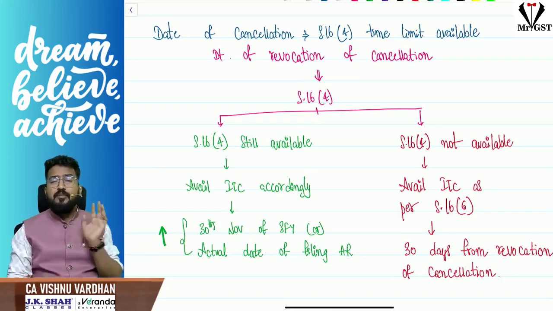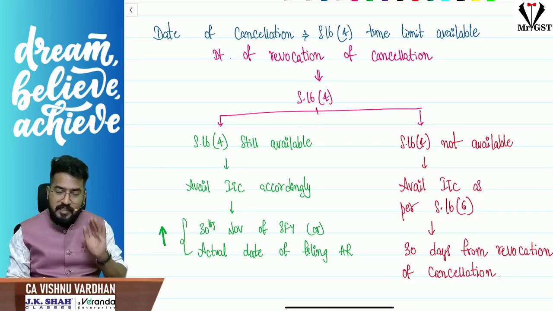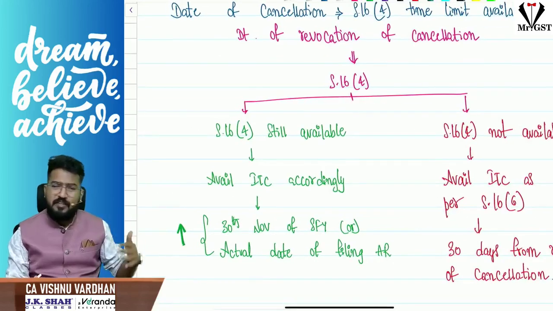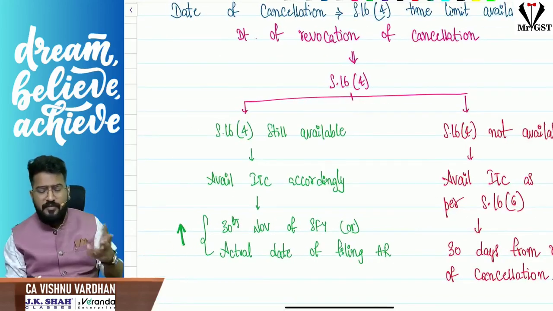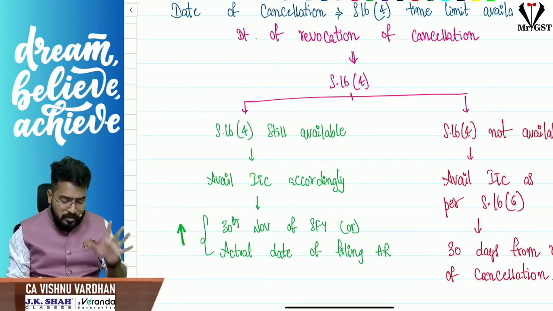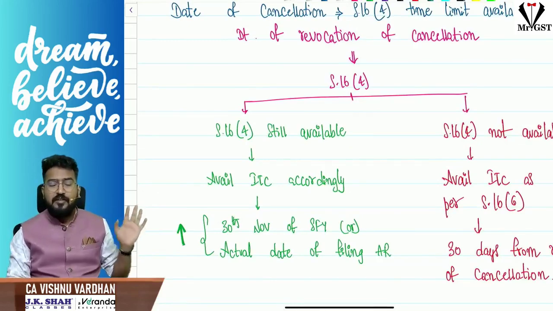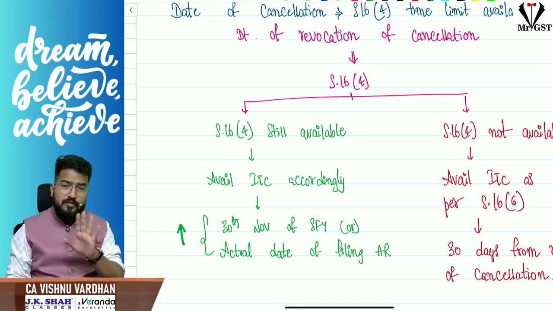Now, at the time of revocation, if the Section 16(4) time limit is still available, that is, 30th November of the succeeding financial year or the actual date of filing the annual return of the relevant financial year, whichever is earlier, then accordingly you proceed. But sir, I'll give you an example also for this, so please wait.